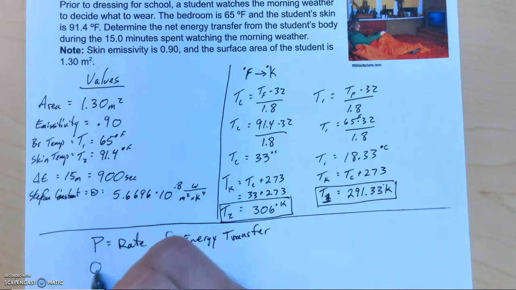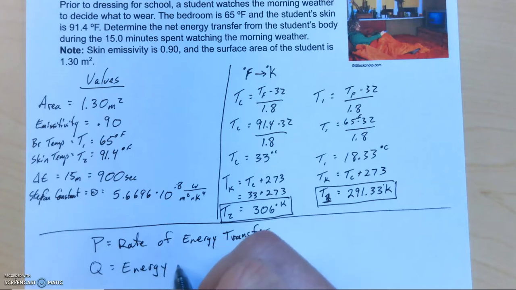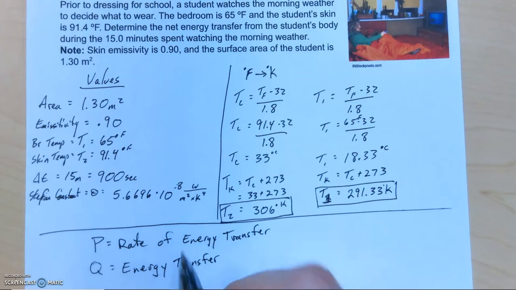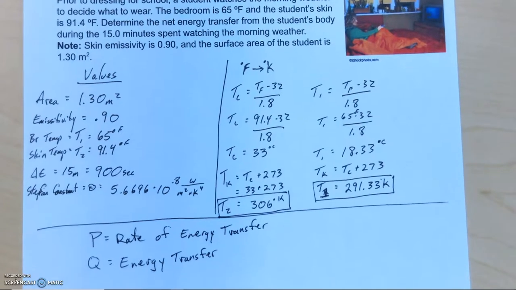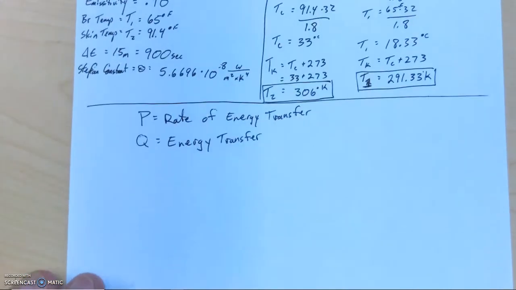And we're looking for Q, which is the energy that's getting transferred into the room. So we want the rate of how fast it leaves the person and gets in the room, and we want to know how much is going to be transferred total. All right, let's move on.